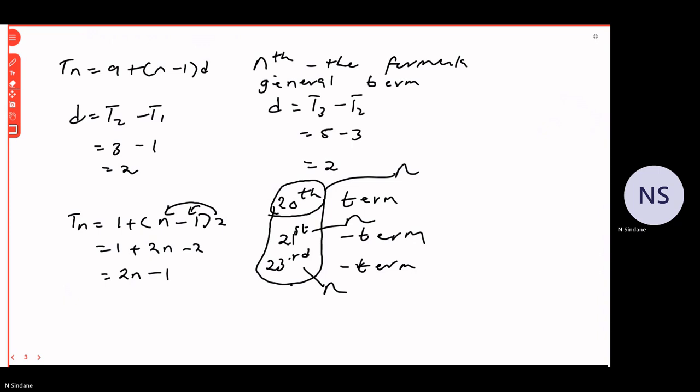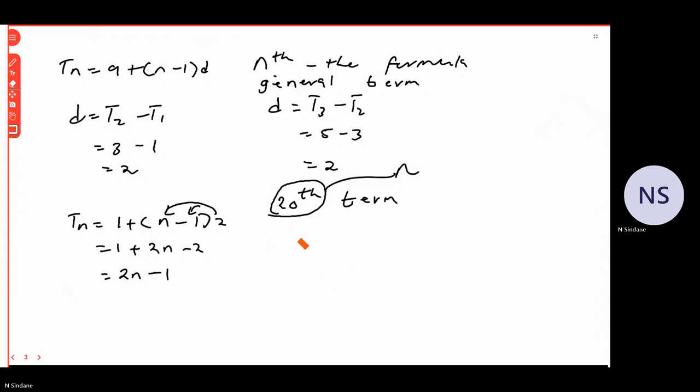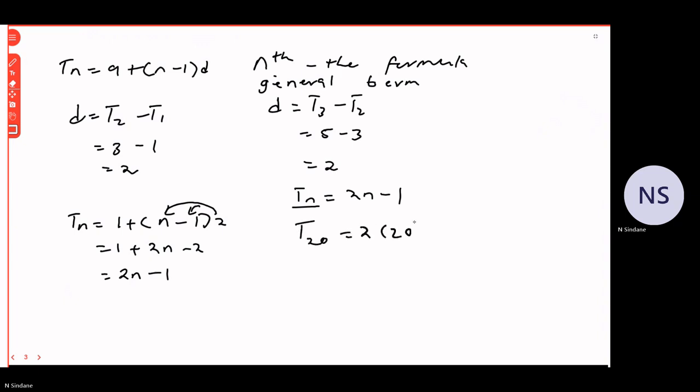Right? So don't confuse these two and say they want me to calculate n. No. They want you to calculate Tn. They gave you n. So in this case, Tn is equal to 2n minus 1. That is my formula. I can say now T20 is equal to 2 times 20 minus 1, which is 39. That is my solution for them saying I must calculate the 20th term.